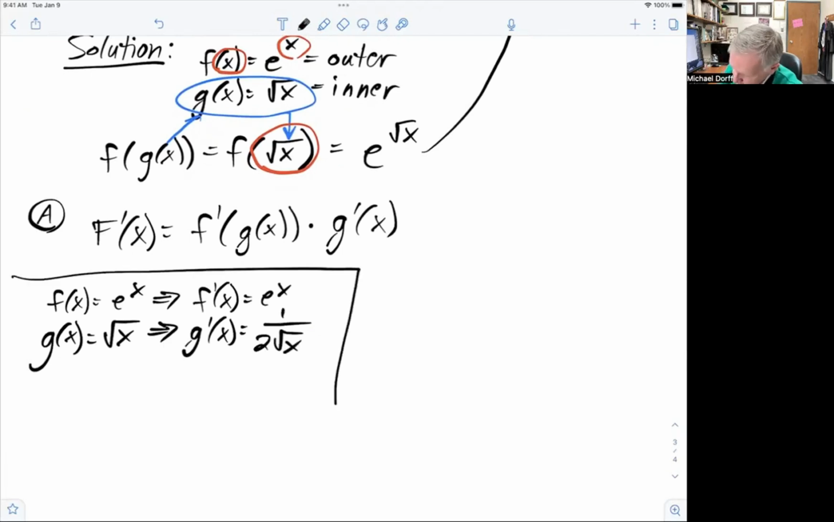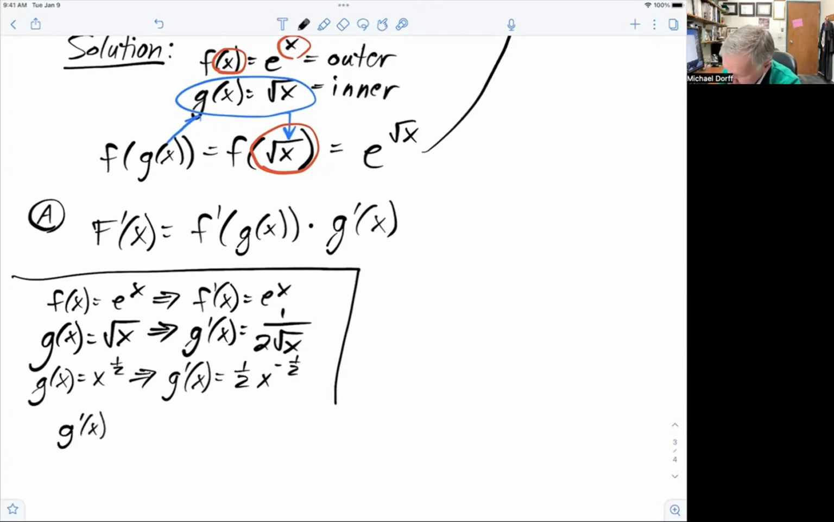Let me go into a little bit more detail about that. I can write g as x to the 1/2 power. So when I take its derivative, I do the power rule, and I get 1/2 x to the negative 1/2, because I subtract 1 from a half. And then I can write that as 1/2 times 1 over x to the 1/2 power, which is the same thing as 1 over 2 square root of x.